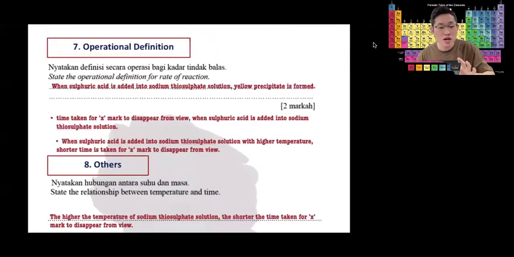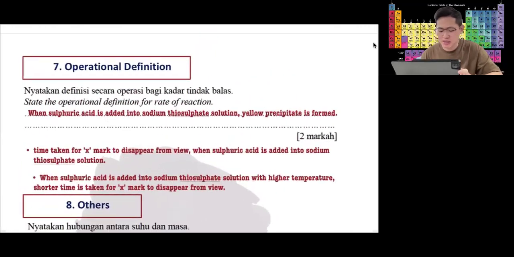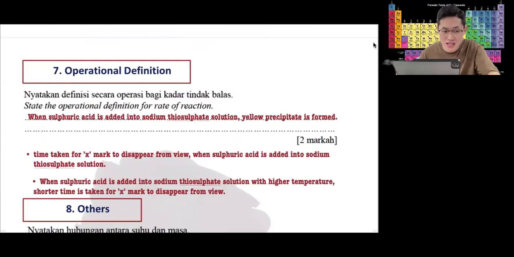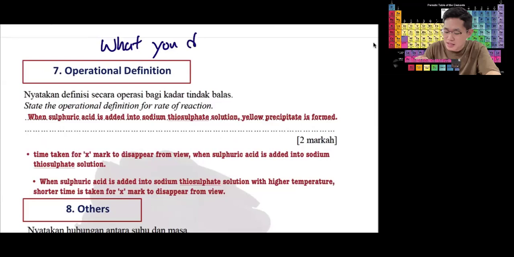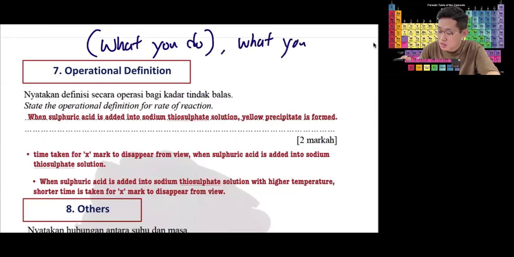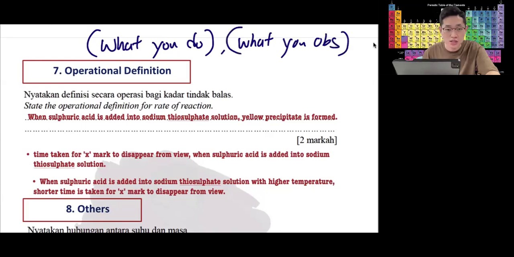Lastly, operational definition. There are a few types, depending on your teacher's pattern. Normally, the teacher will teach you this pattern: what you do, and then what you observe. So based on this pattern, I should write: when sulfuric acid is added into sodium thiosulfate solution, yellow precipitate is formed.